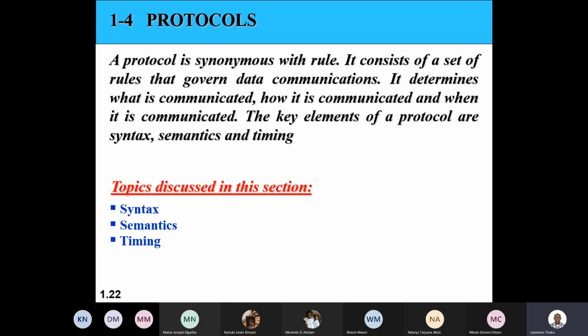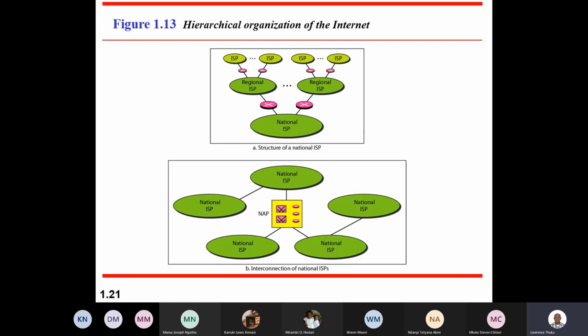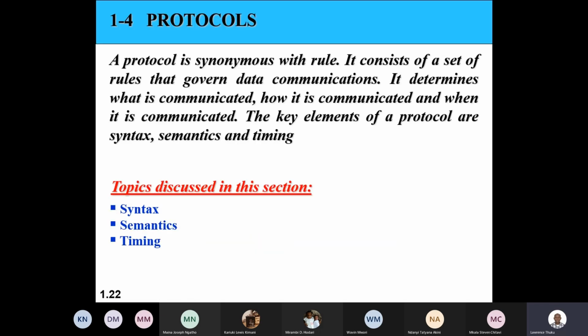So in this case of the internet, what you normally have is protocols. When it comes to the protocol side of it, the internet is guided by these protocols, and of course you are sure of these protocols.